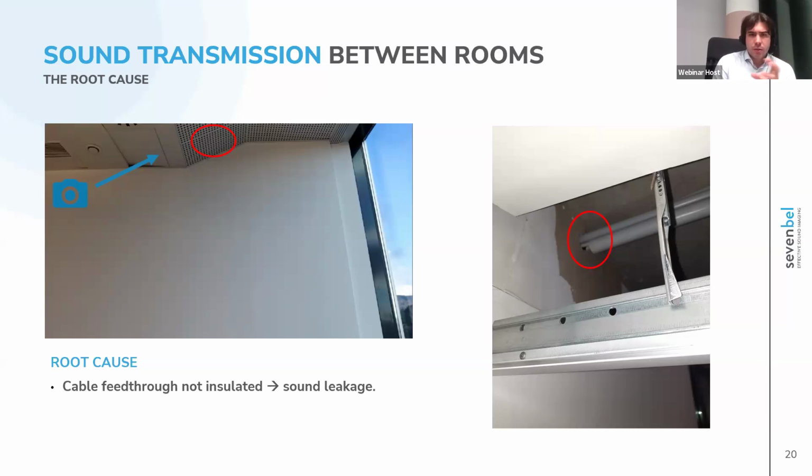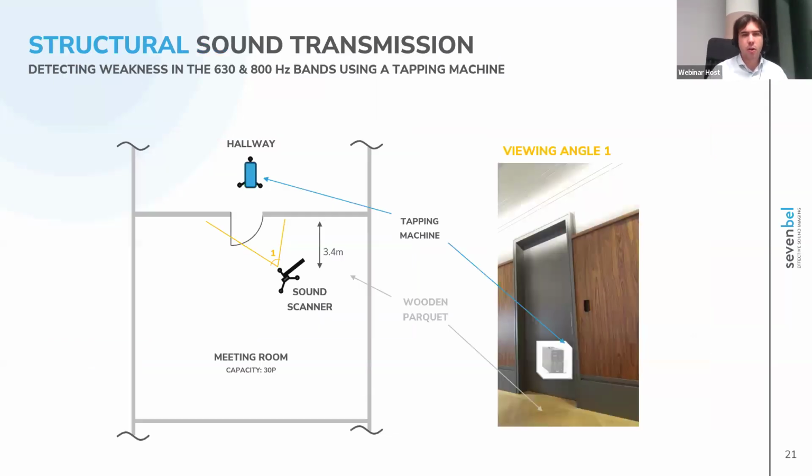Okay, so that's a very straightforward case done with a traditional dodecahedron that many of you might already have. We can go through the same or very similar process, this time with the tapping machine. In this case, we're analyzing the partition between a hallway and the meeting room. The receiving room was chosen to be the meeting room. This can be reversed anyways.